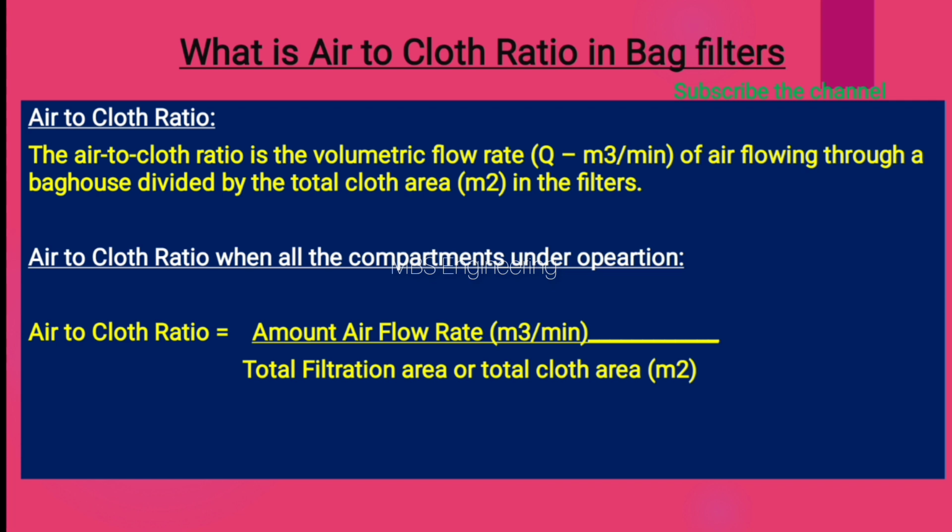Please refer to the calculation formula for the air to cloth ratio when all the compartments are under operation. Air to cloth ratio equals the air flow rate divided by the total filtration or total cloth area.